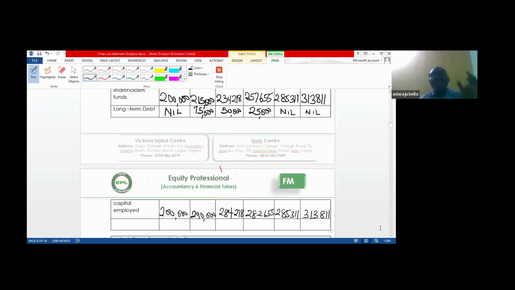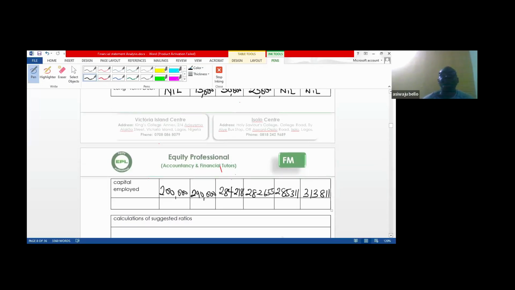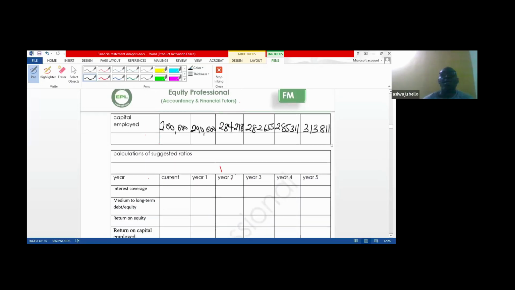We can compute the suggested ratios now. Interest cover ratio. What is the formula for interest cover ratio?